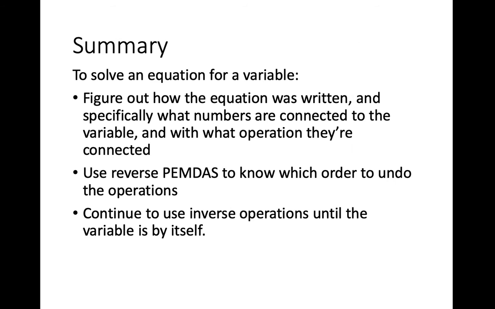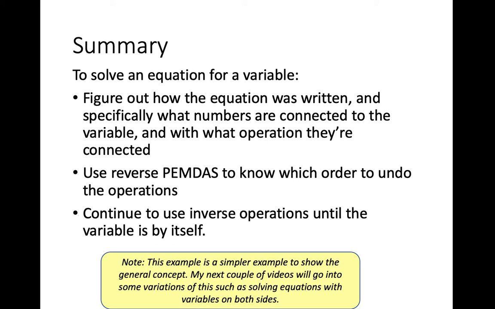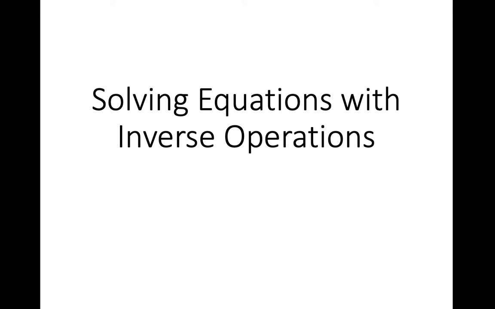All right, let's recap. To solve an equation for a variable, figure out how the equation was written and specifically what numbers are connected to the variable and with what operations they're connected. Use reverse PEMDAS to know which order to undo the operations in, and continue to use the inverse operations until the variable is by itself. Note that this is a simpler example to show the general concept. My next couple of videos will go into some variations of this, such as solving equations with variables on both sides.